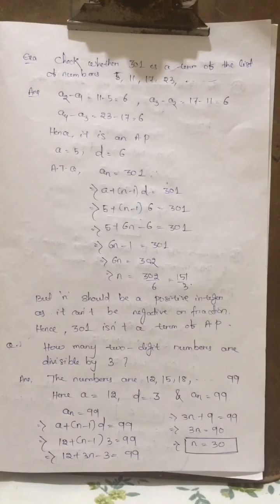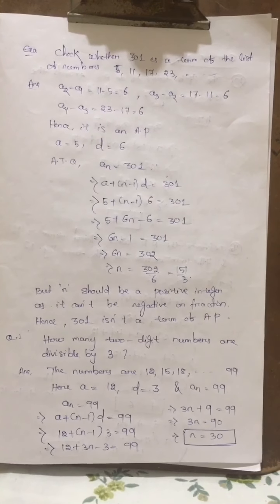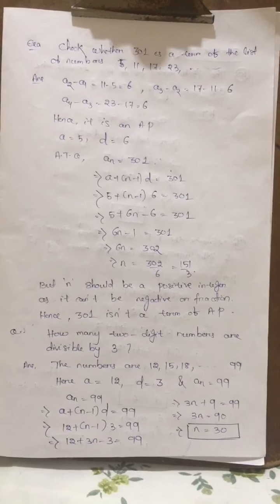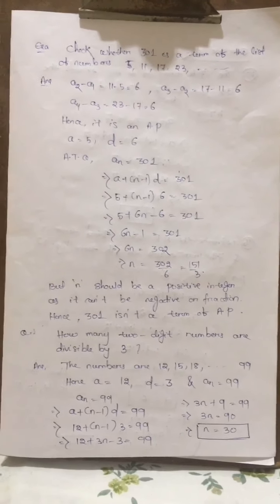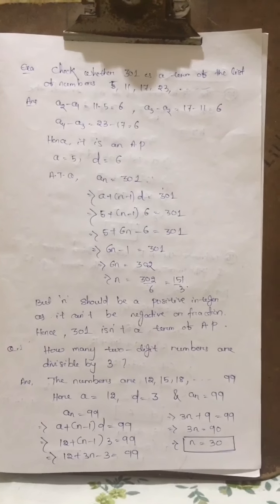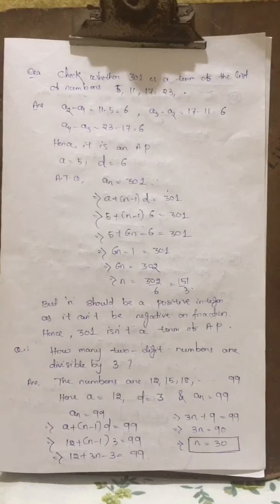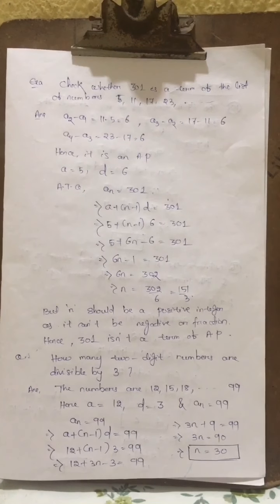The next question is: check whether 301 is a term of the list of numbers 5, 11, 17, 23, and so on. So we have to check whether 301 will come in this series or not. First we have to check whether this series is an AP or not, because it is not given that it is an AP.